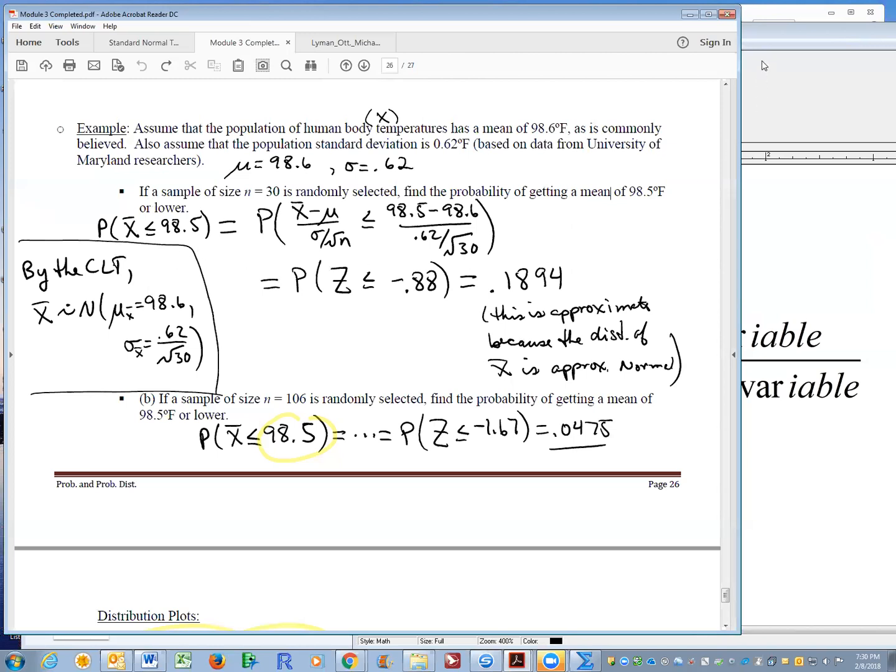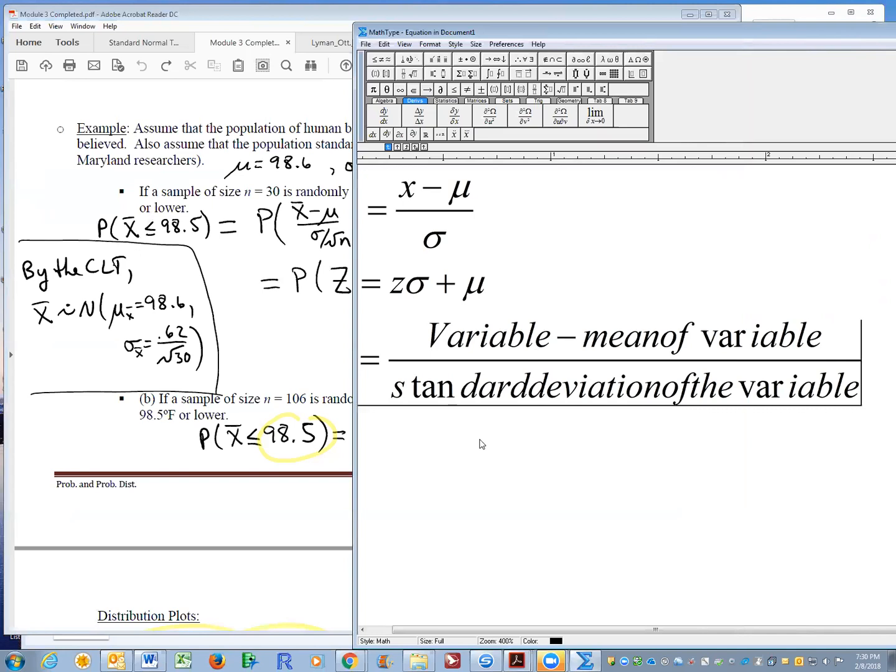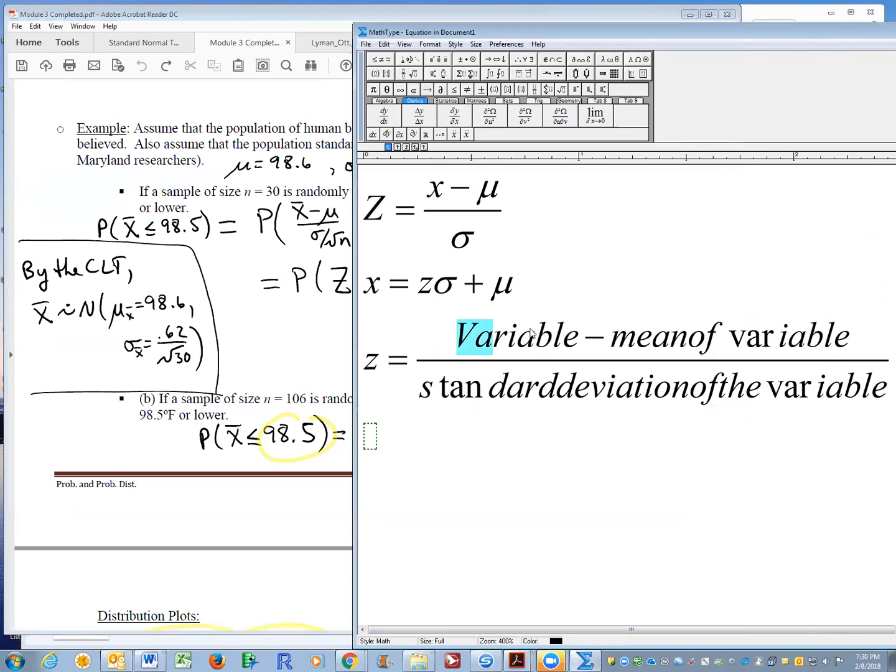Then with this sort of thinking, okay, in order to compute this probability, I know that X bar is approximately normal by the central limit theorem. And so I've got to standardize X bar to a Z to use the normal table. To standardize X bar, to standardize any variable, I'm going to do this transformation. I'm going to take the variable, subtract the mean of the variable, and then divide by the standard deviation of the variable.